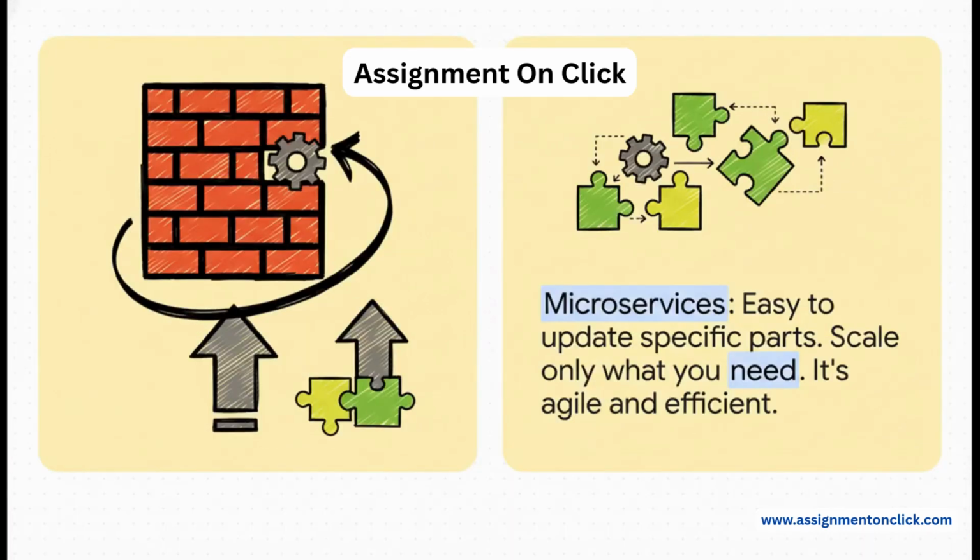So think about it. With a monolith, if you need to update one tiny feature, you have to redeploy the entire application. And if just your search function is getting overloaded with traffic, you have to scale up everything, which is incredibly wasteful. With microservices, you just update or scale the one small piece you need. It's agile, it's efficient, and it's truly built for growth.